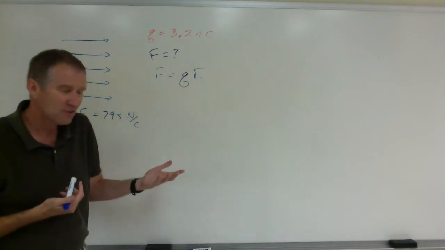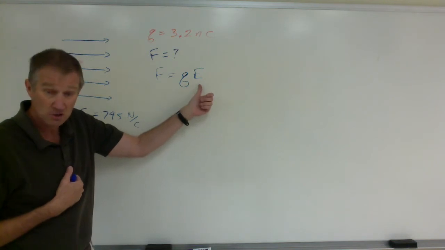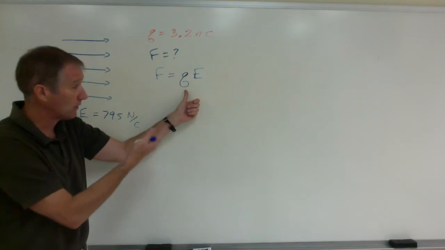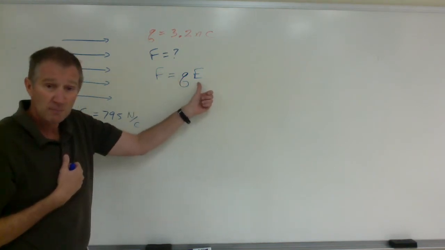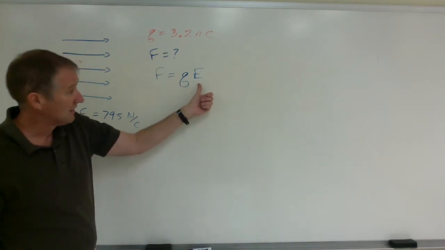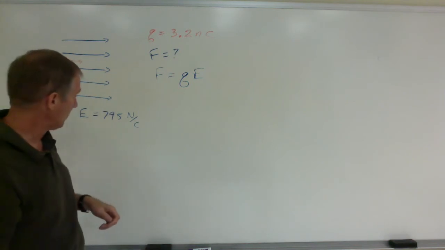This is analogous to gravitational force, which is mass times field g, little g, 9.8. Instead of mass, we're not talking about gravity, we're talking about electricity. So instead of mass, we're talking about charge. Instead of the 9.8 meters per second squared, the gravitational field, we're talking about the electric field, which is, in this case, 795 newtons per coulomb.